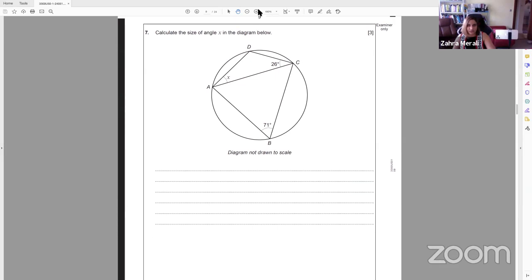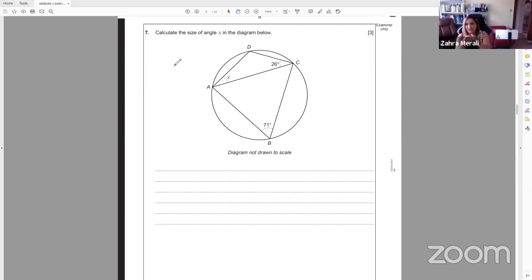Calculate the size of the angle X in the diagram below. And it's telling you it's not drawn to scale. So if we have a look, the bit that we know is what kind of shape is that? It's a 4-sided shape inside a circle. So it's called a cyclic quadrilateral.